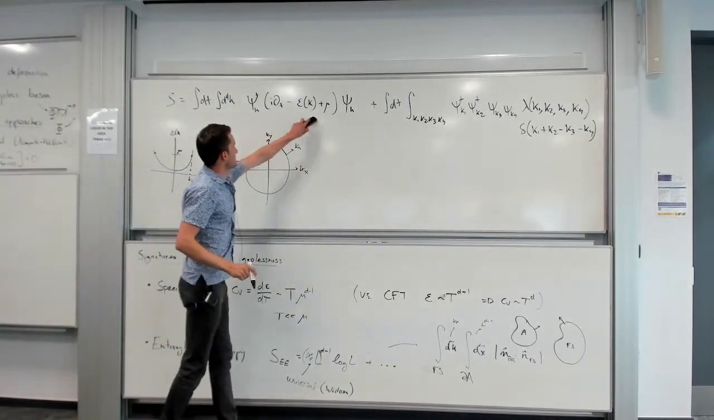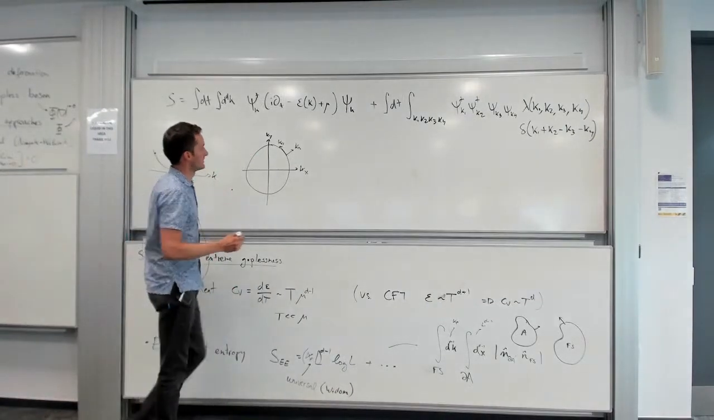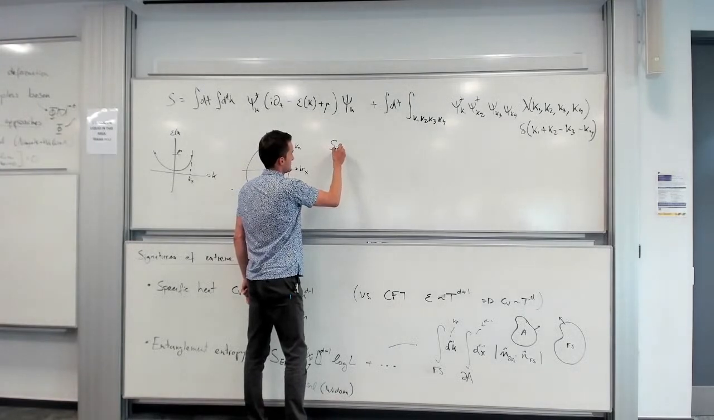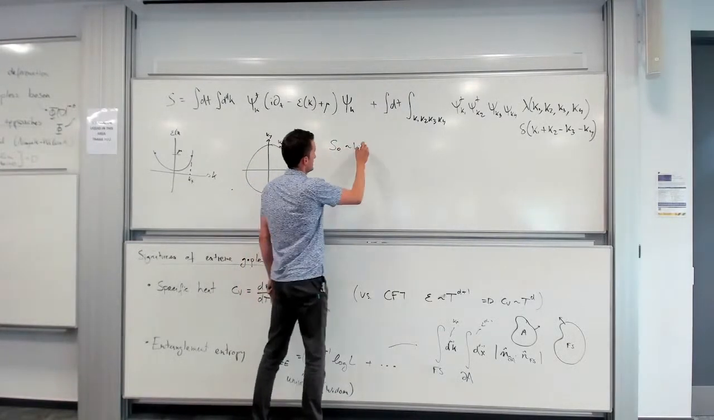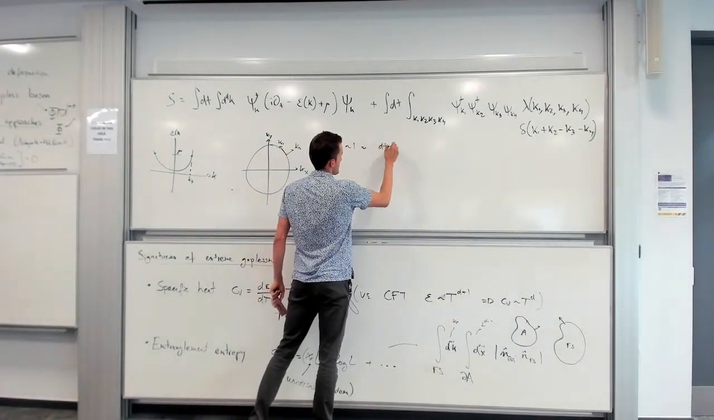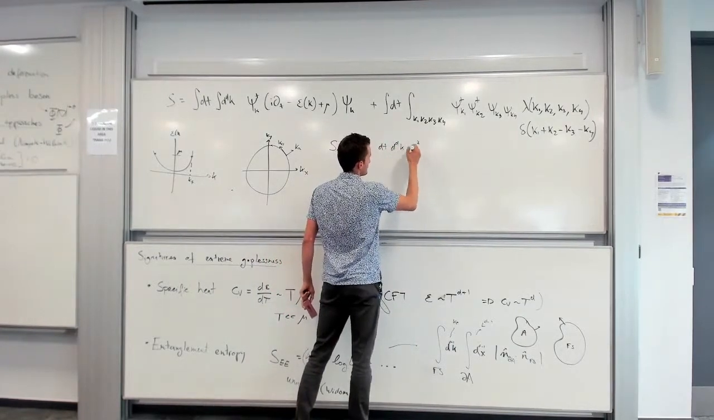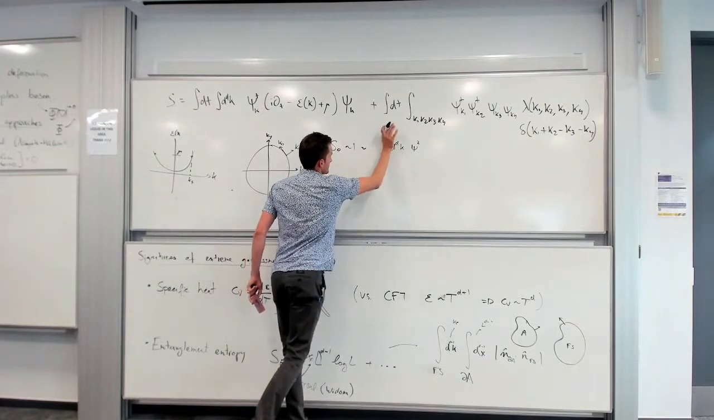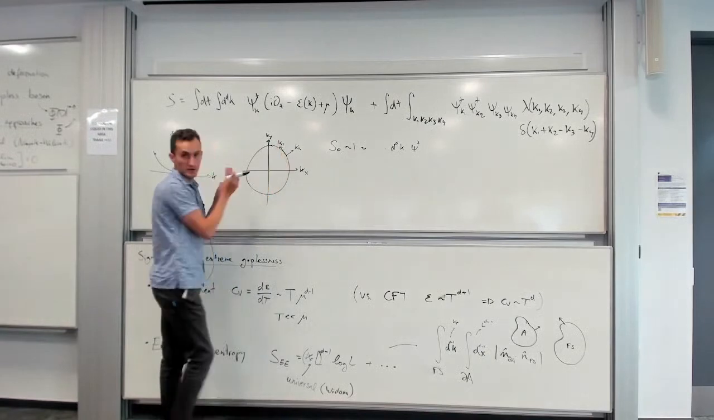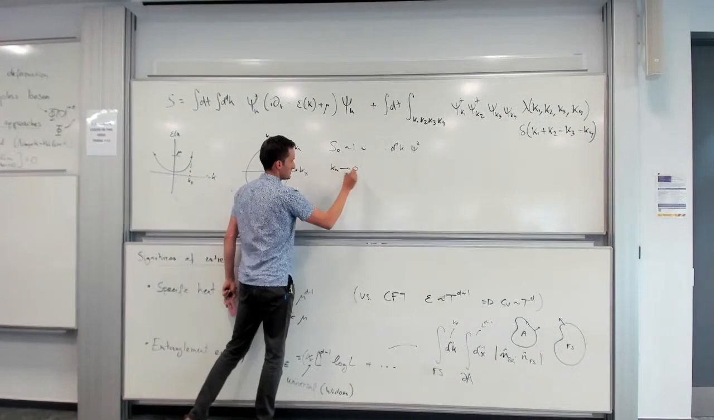Here, to understand if this interaction is relevant or irrelevant, we're going to scale the tree level action so that S0 scales like 1. So let's see how it scales. The time derivative cancels the dt. And I forgot to say one thing. As we scale to low energies, Kn goes to 0.